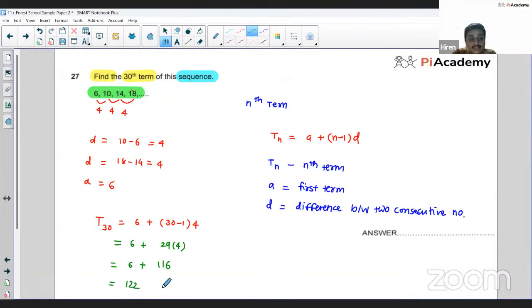122 is the correct answer. If you are getting this answer, very, very good. If you are getting anything else, then you just have to observe this formula, okay? And you have to remember this formula for the nth term.